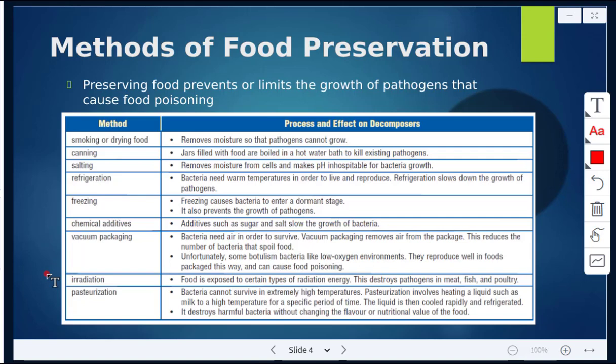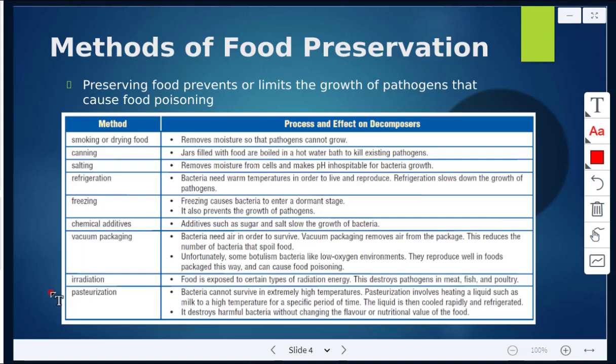Irradiation is exposing food to certain types of radiation, like UV radiation, and it destroys pathogens in, for example, meat, fish, and poultry. Pasteurization is heating a liquid to a high enough temperature to kill the bacteria. All right, because bacteria can't survive in extremely high temperatures.